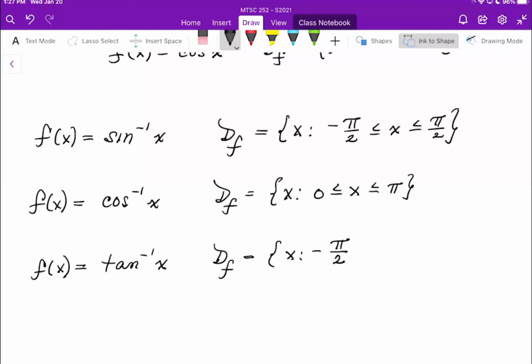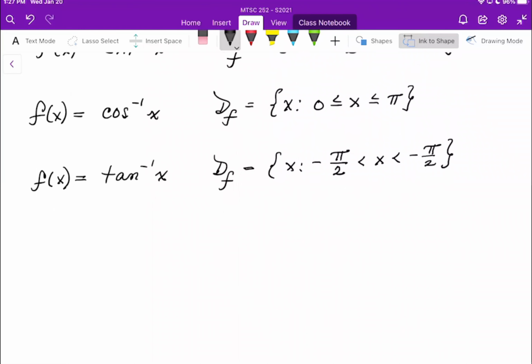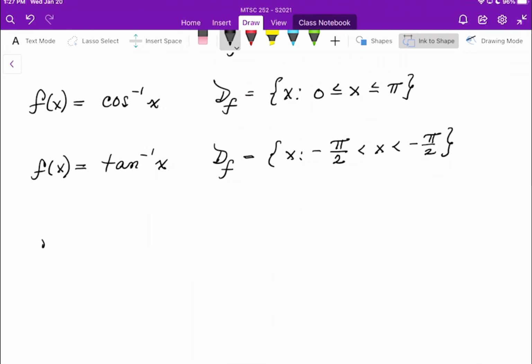But the difference is you can't include it because at pi over 2, the tangent is infinity. So we don't have a value there. So the cotan inverse, it is between 0 and pi. Again, we can't include those.